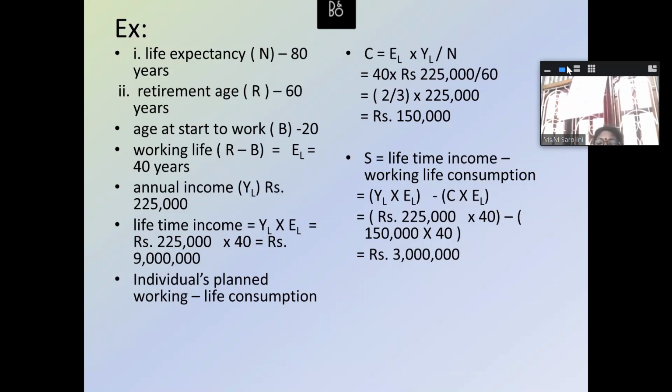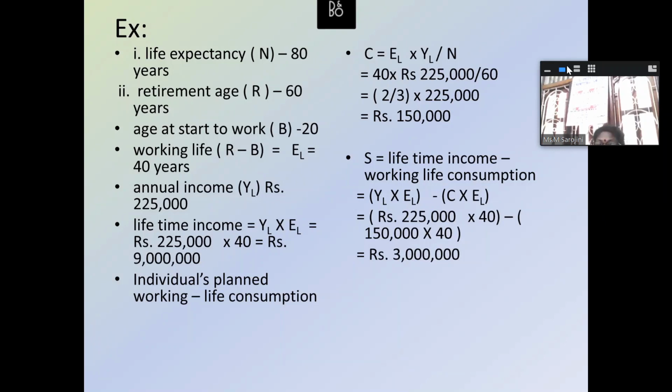Or you can calculate the lifetime saving as well. Here YL is the annual income and EL is the earning period. That is the total income. Lifetime income. Lifetime consumption: C is already calculated as 150,000 per year. He is utilizing that money for consuming over 40 years.